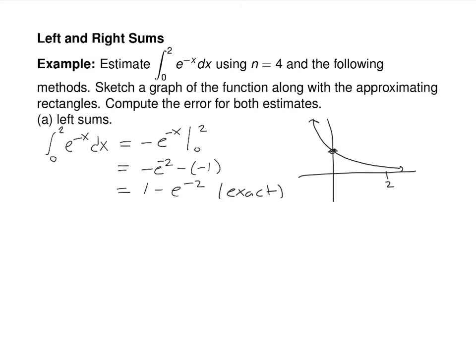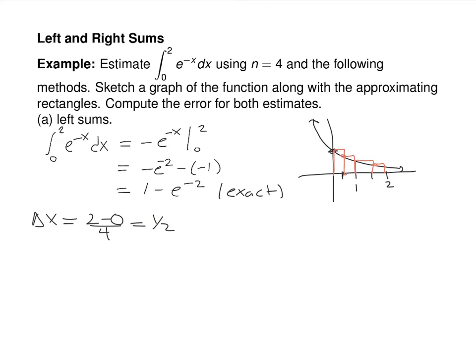Now we're going to estimate it using 4 subintervals and a left sum. So divide that into 4 pieces. Delta x is the width of your interval. That will be 2 minus 0 over 4, or 1/2. And to estimate it, you say, well, I could just assume that the curve's height is about that much, the height at the left endpoint. And because this curve is decreasing, this will be an overestimate.